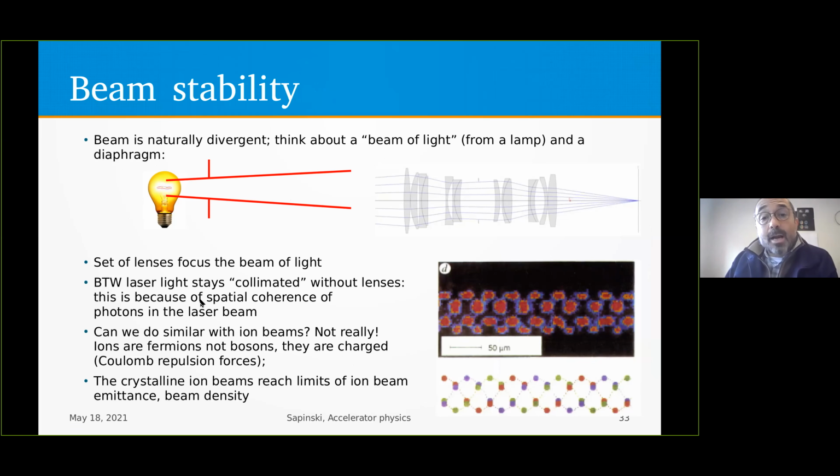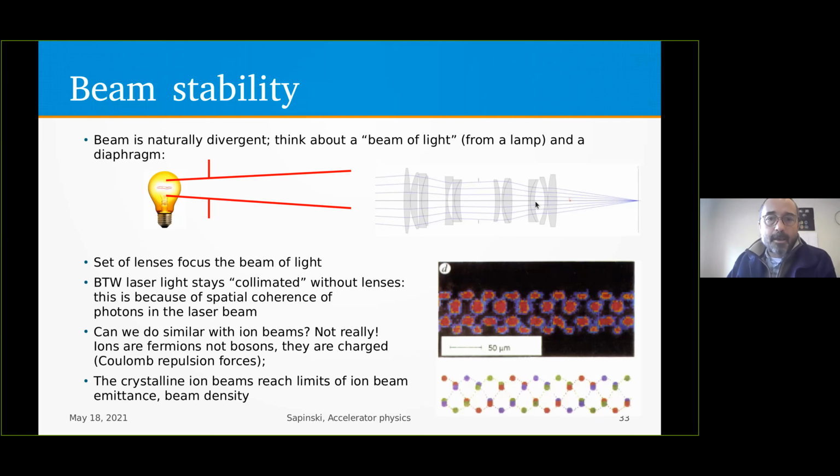Now you can get around that if you put a lens in between your bulb and your screen. And if you put a set of lenses like that, which is the typical setup of a camera lens, then you can control the beam very well. You can zoom, you can change the focus.